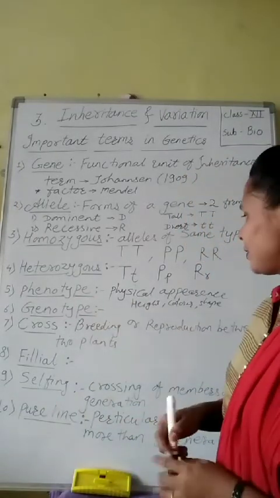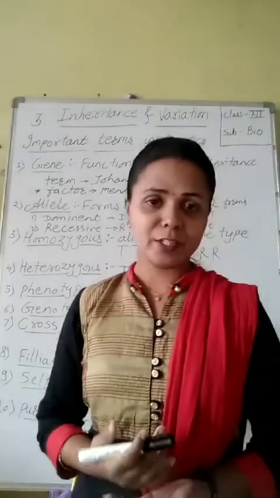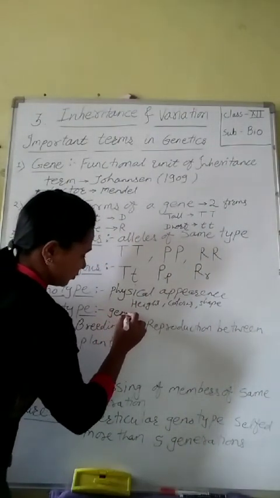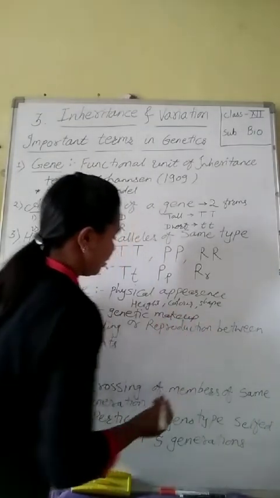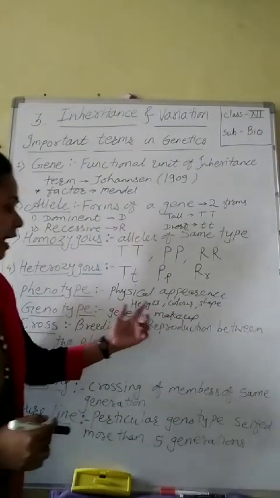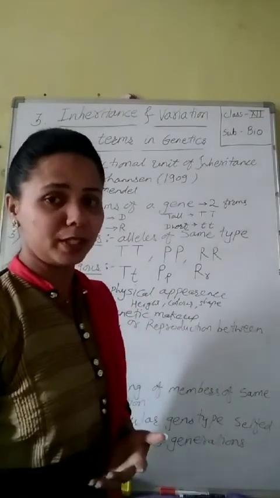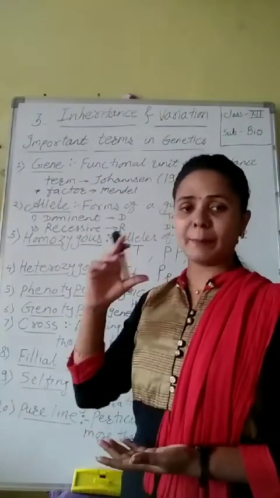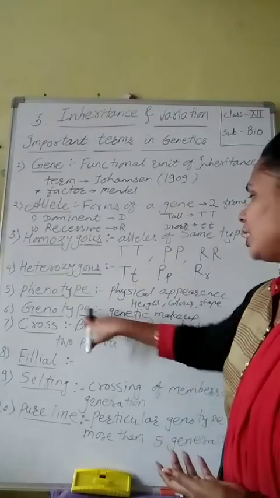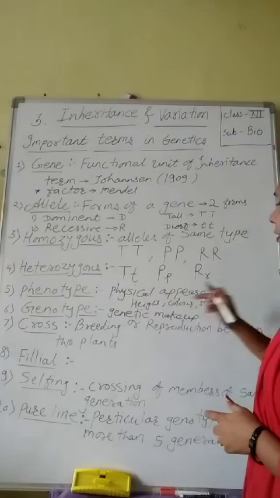What is genotype? The genotype is the genetic makeup of that individual. Genotype means genetic makeup. For example, this height is denoted by capital T and capital T if it is homozygous dominant, or it is heterozygous dominant, then capital T and small t. So genotype of height is denoted by capital T and small t.